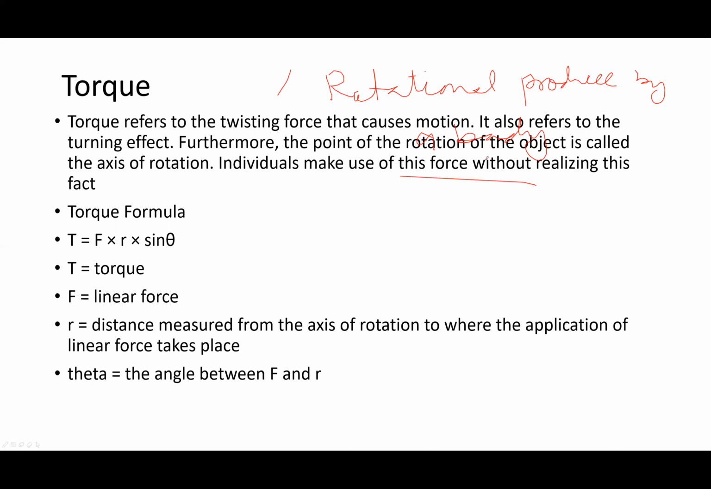So the formula for torque is equal to R cross F or F cross R. You will write torque is equal to R cross F, which is equal to R F sine theta, where this is not T, this is tau.